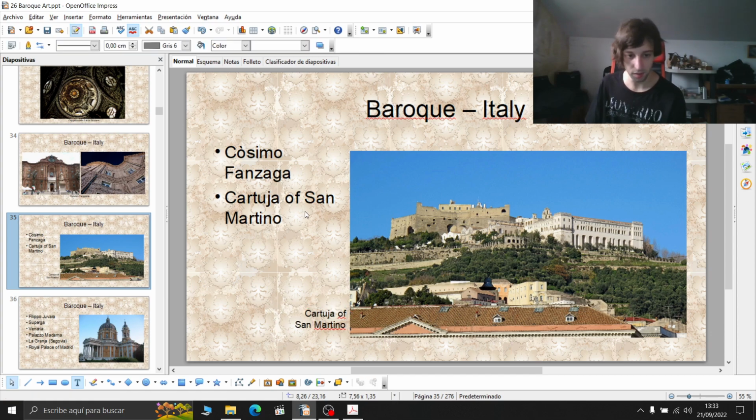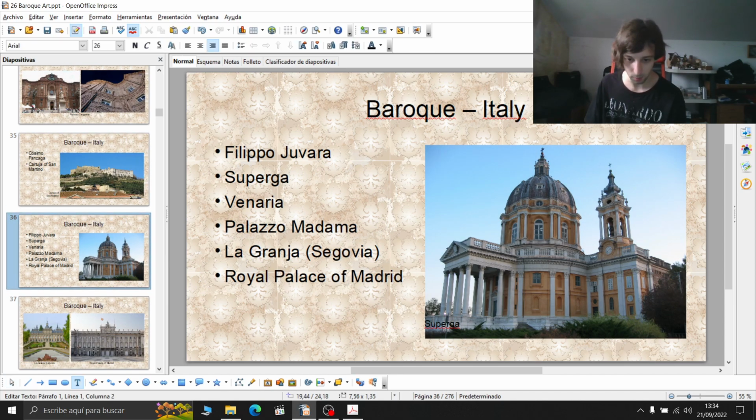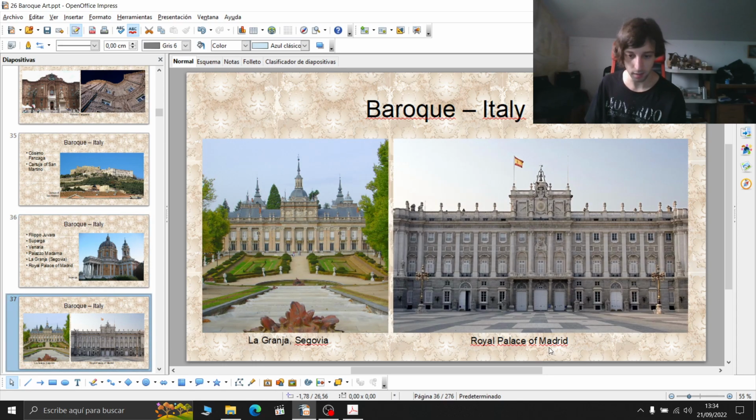This is Cosimo Fanzaga with the Cartuja of San Martino. Filippo Juvarra with Superga, Venaria, Palazzo Madama, La Granja in Segovia, and the Royal Palace of Madrid.